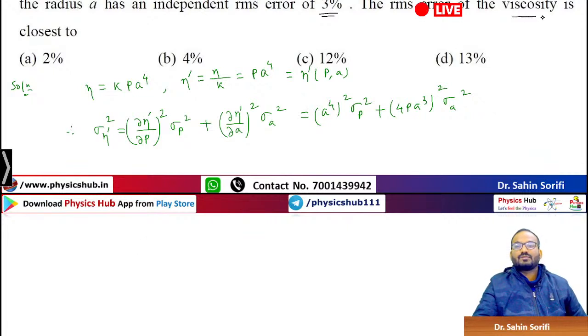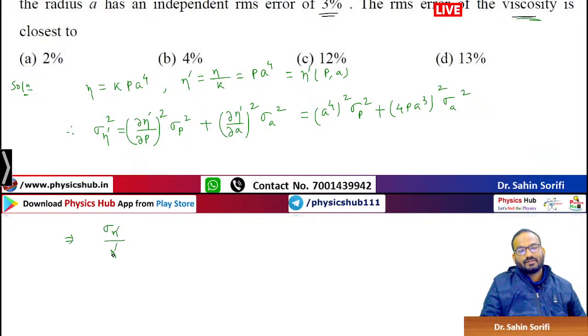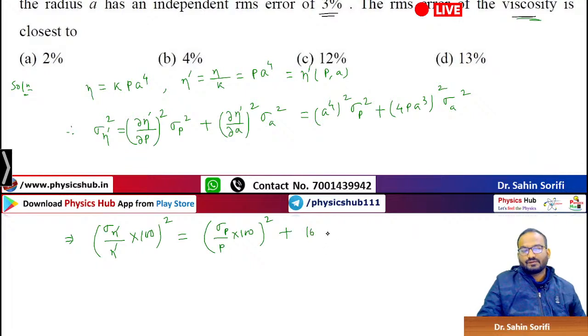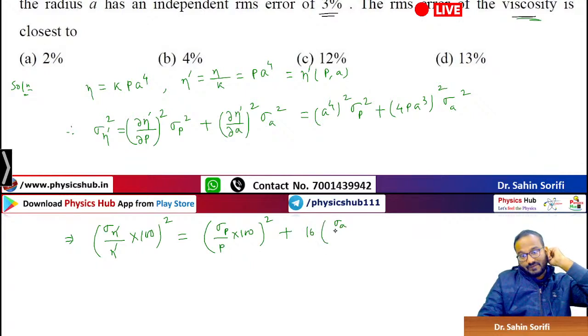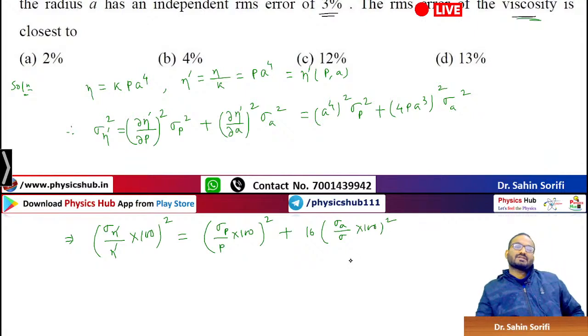The RMS error of the viscosity. So when we are taking eta prime, we can also just divide by eta prime square into 100 whole square: sigma P by P into 100 whole square plus 16 sigma a by a into 100 whole square. So we have just divided by eta prime square on both sides and multiplied by 100. We have done this on all the terms.